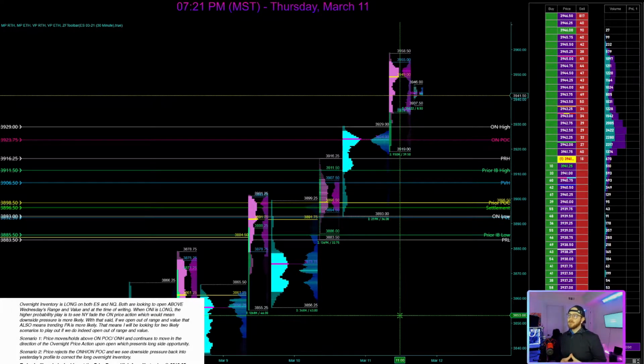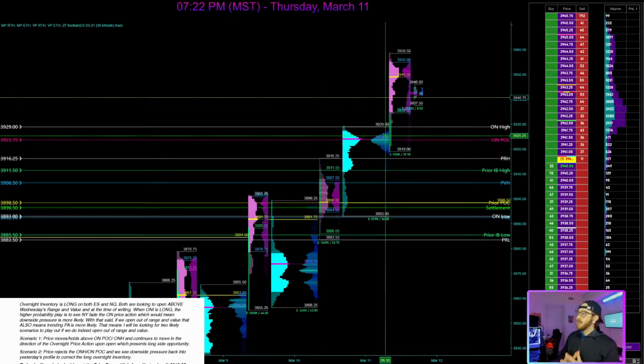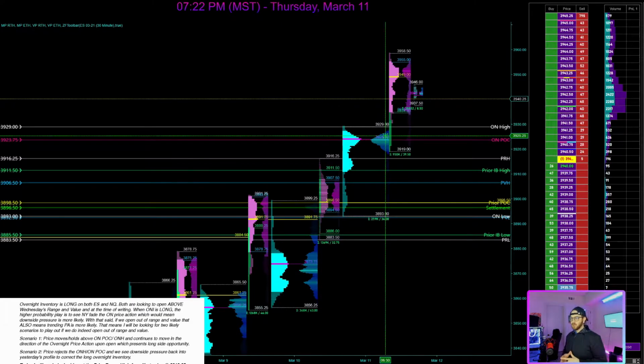So with that said, you can see here, I say if we open out of range and value, that also means trending PA is more likely. That means I will be looking for 2 likely scenarios to play out if we do indeed open out of range and value, which we did. Scenario 1, price moves and holds above the overnight point of control and the overnight high and continues to move in the direction of the overnight price action upon open, which presents long side opportunity. Scenario 1 played out today. Scenario 2 was price rejects the overnight high and the overnight point of control, and we see downside pressure back into yesterday's profile to correct the long overnight inventory.